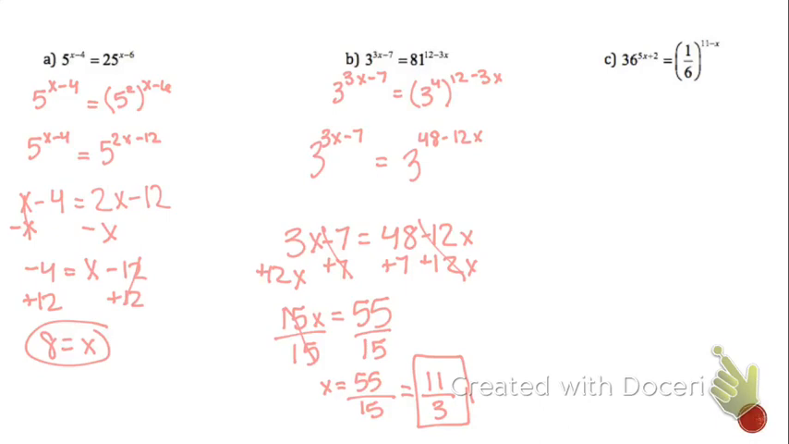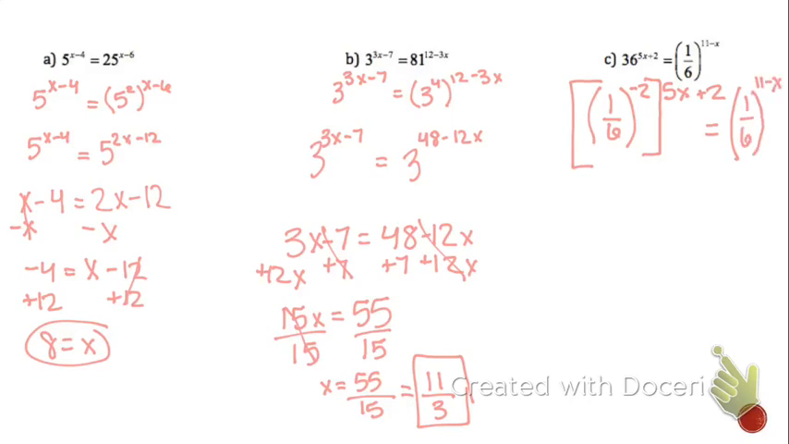All right, this last one, C. I know that I need to get 36 the same base as my 1/6. So I need to get 36 to be equal to 1/6 to some power. And I know that if I take 6 squared, I'll get 36. So if I take 6 to the negative 2nd power, that'll give me 1 over 36. So if I take 1/6 and raise it to the negative 2nd power, I should get 36. And then I've still got my 5x plus 2 as my exponent, and I set that equal to 1/6 to the 11 minus x. So now I need to distribute my exponent.